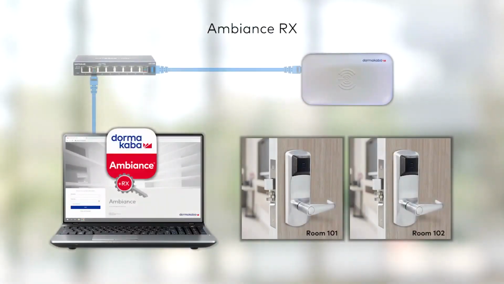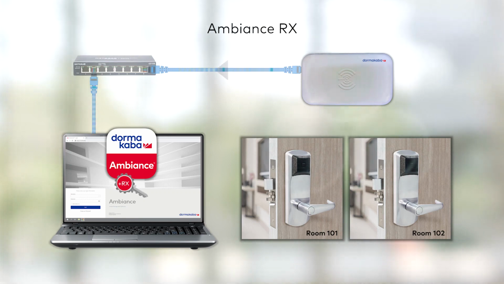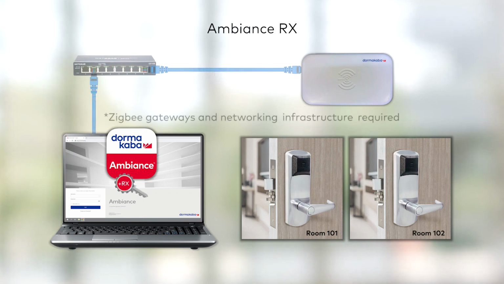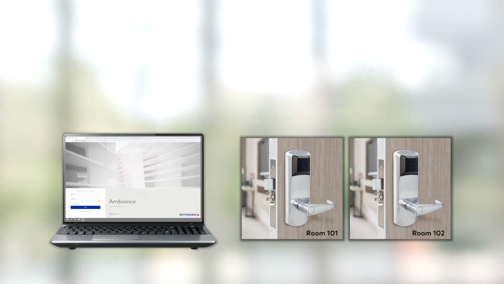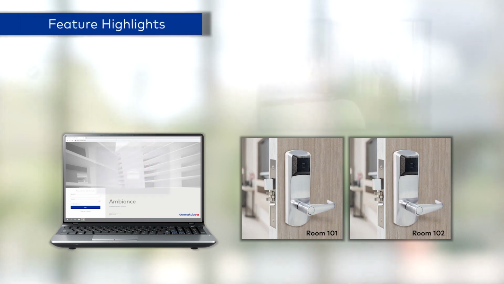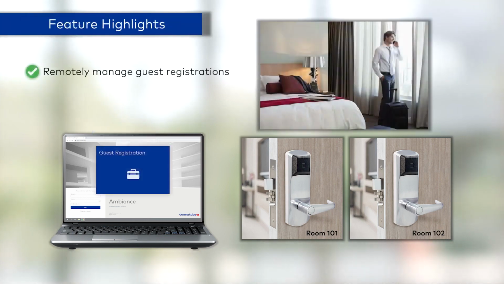RX transforms the Ambience software into a wireless online system that provides two-way communication between the front desk computers and the hotel's electronic locks. Feature highlights. Guests can request a room change or extend their stay without having to return to the front desk to re-encode their keys.